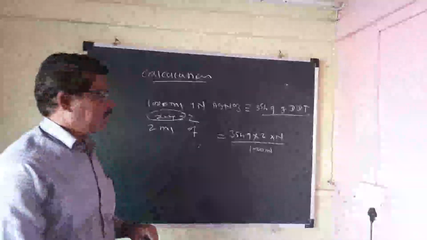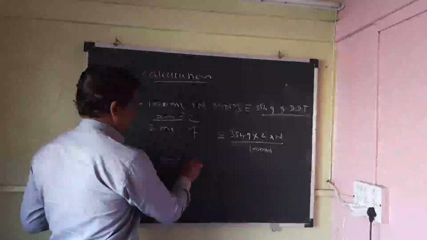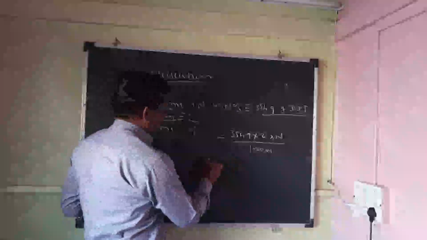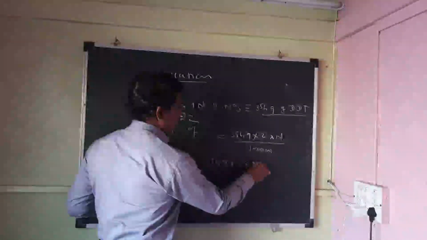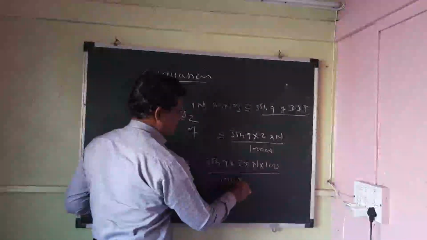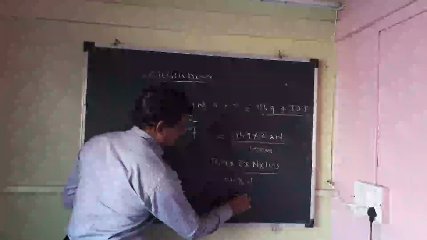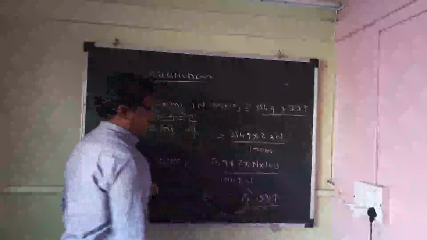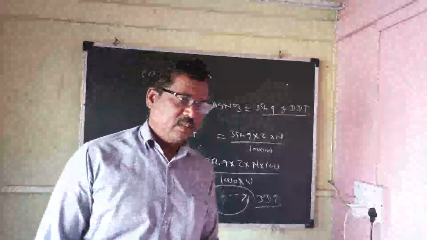And then the percentage of DDT is 34.9 into Z into N into 100 divided by 1000 into W. You get the percentage of DDT. You can calculate the percentage of DDT. Okay, thank you.